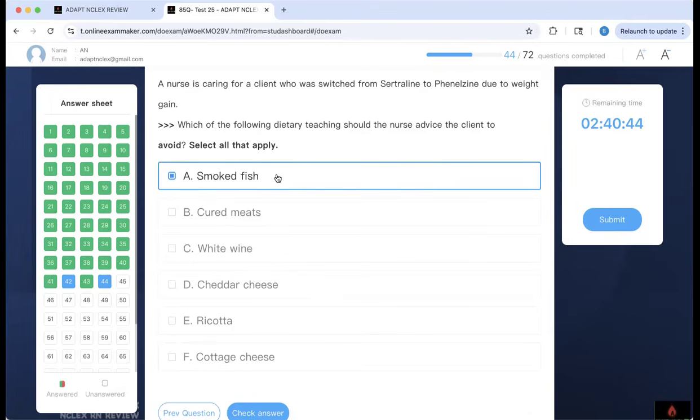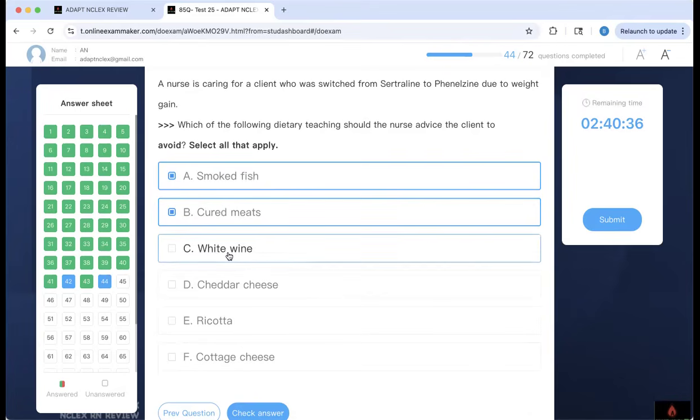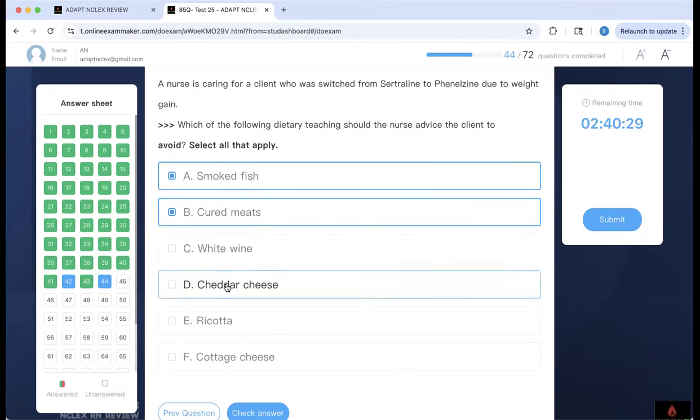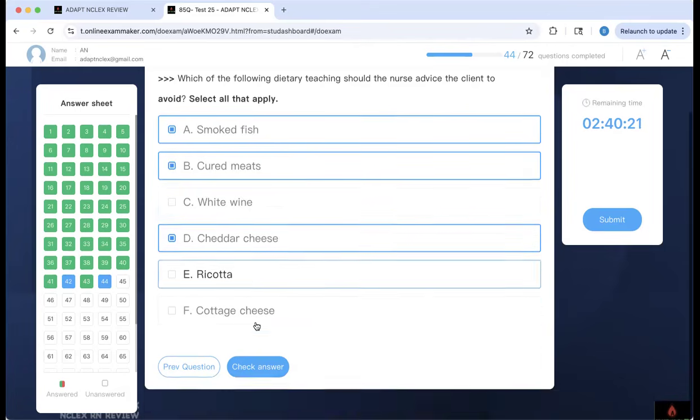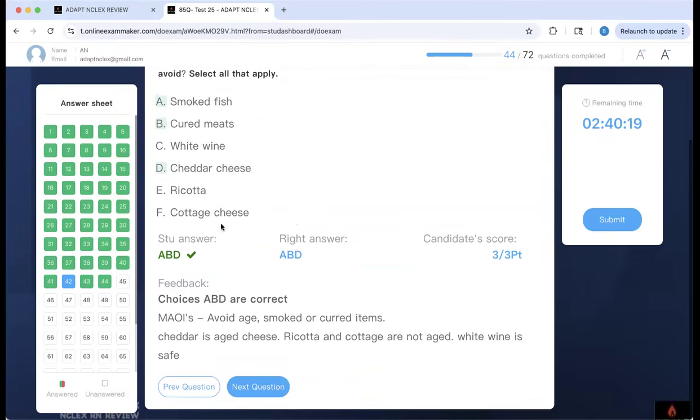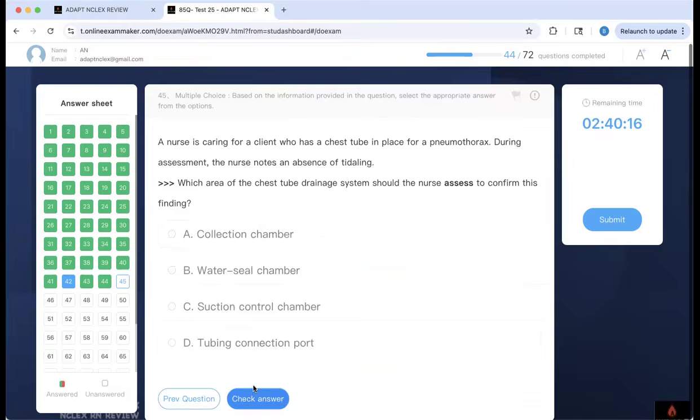Smoked, anything that is smoked, fish, meat, whatever. And if it's curried, stay away from it. White wine is good. Red wine is bad. Cheddar cheese is what? Aged. But ricotta and cottage cheese are not aged. They're fresh. Therefore, you can eat ricotta cheese and cottage cheese, but cheddar cheese, you cannot eat it. You should avoid it because it's MAOI.